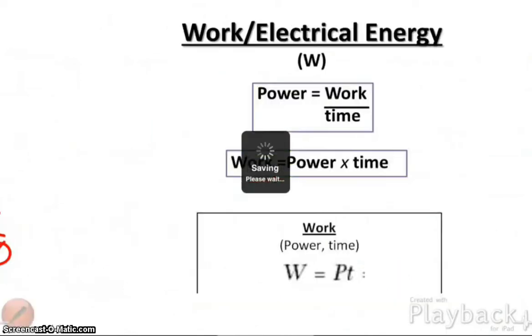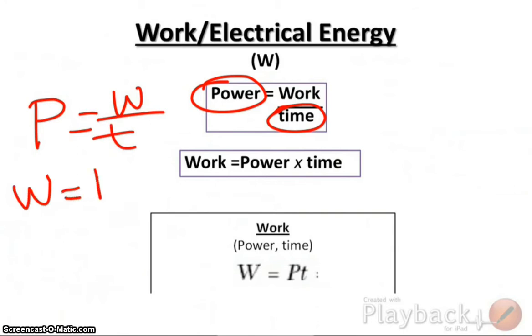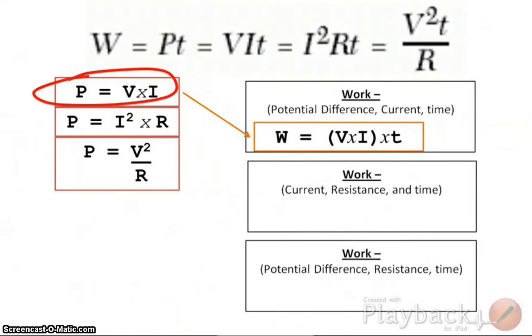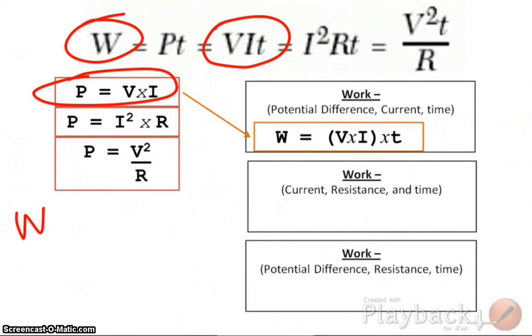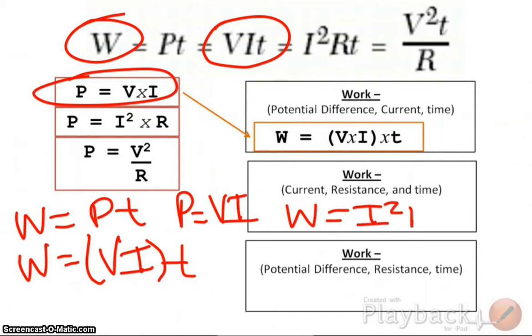Okay, power is not too bad. Power is the rate at which work is done. So power is just work divided by time, so work is power times time. And we know all these different fun things for power, right? We know that power is V times I, which means that work is just V times I times T. Because work is power times time, and power is equal to V times I. Work is also equal to I squared R times T.